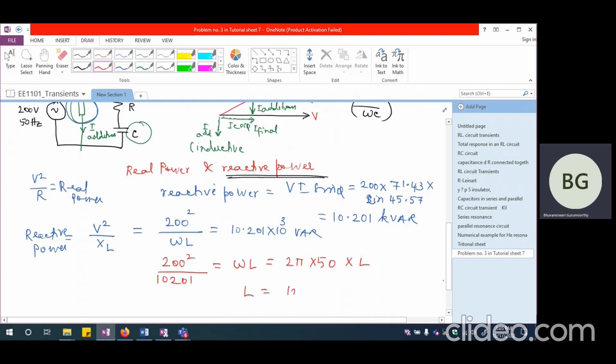And the L value comes out to be 12.5 millihenry.